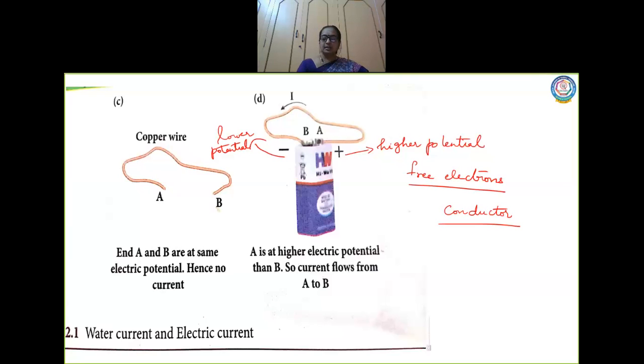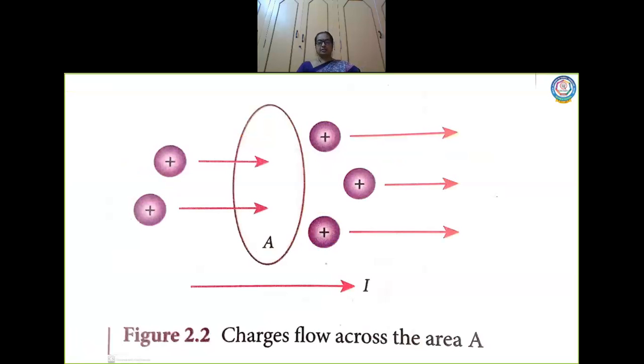Is it clear, children? Now let us go on to the definition of what is called an electric current. Now look at this diagram. This is a conductor, and charges are flowing inside the conductor. Hope you can understand the diagram. A small area. Charges are moving here. The charges at the left side are entering, and here they have already passed through the conductor. So what is the amount of charge?